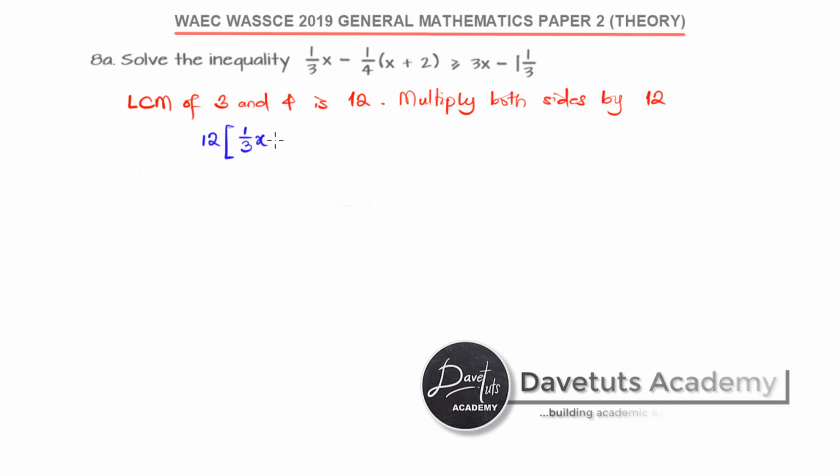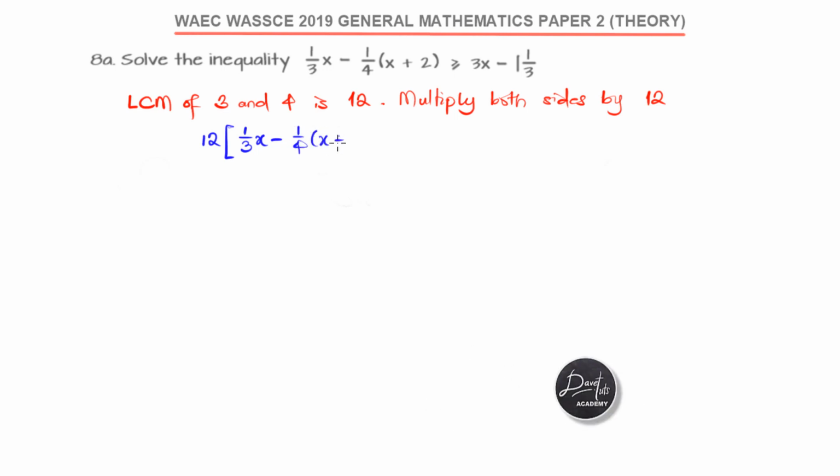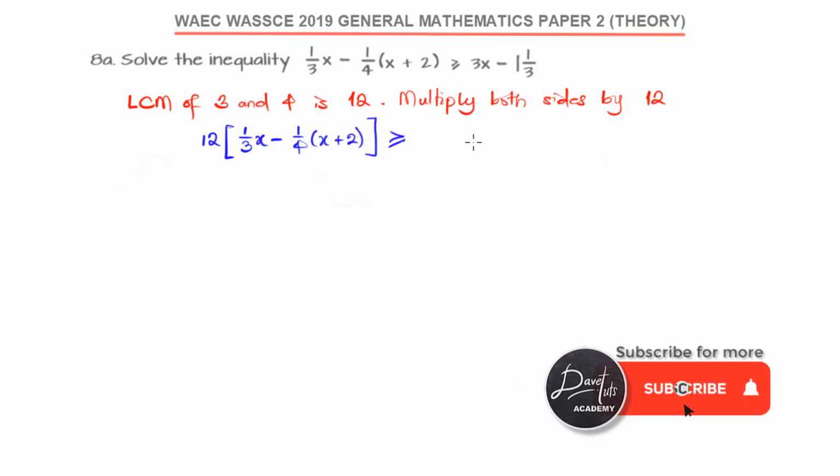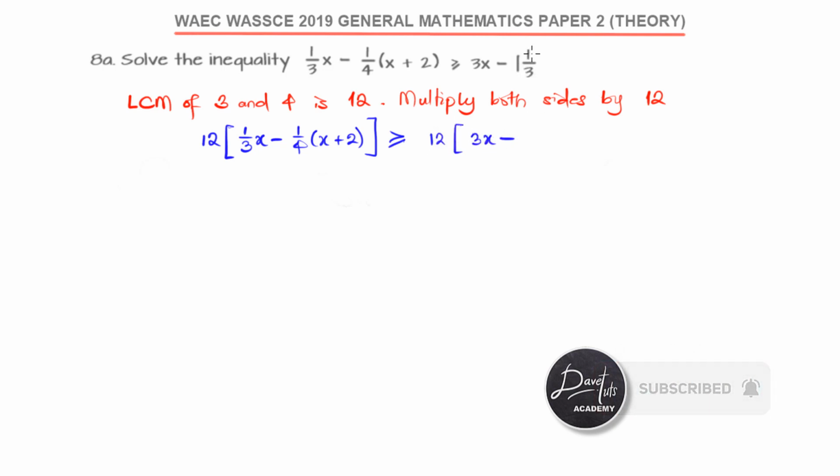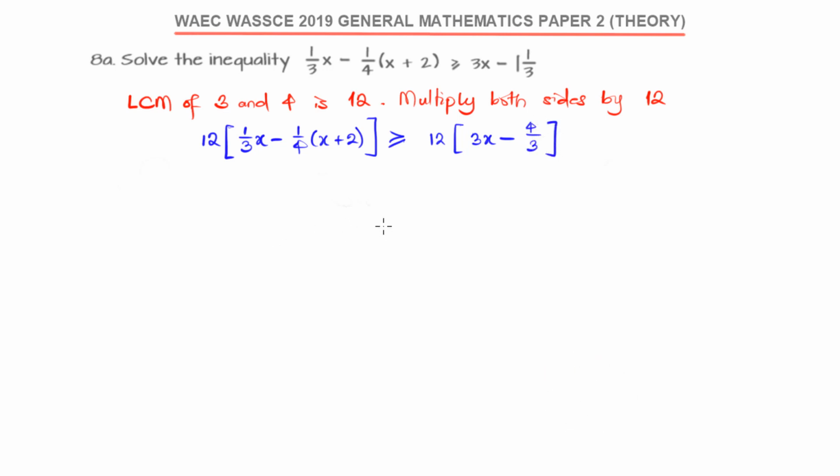So we have 12 into 1/3 x minus 1/4 (x + 2). 12 is multiplying all the entries. And what we do to the left hand side, we do to the right hand side. So we also multiply the right hand side by 12. But one whole number 1/3 is going to give us 4/3 if we convert that to an improper fraction. So we just open up the bracket and multiply each of the entries with 12. We are going to have all this is greater than or equal to 12 multiplied by 3x minus 12 multiplied by 4/3. So now 3 can go in 12, 4 times, 4 can go in 12, 3 times, 3 again can go in 12 to be 4.